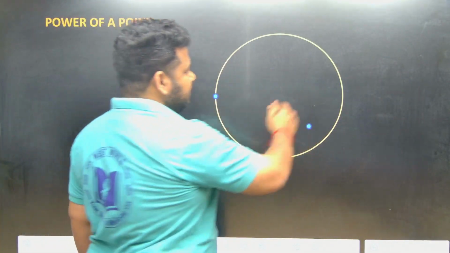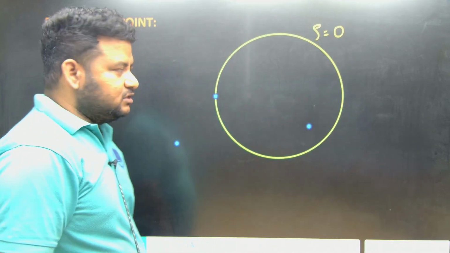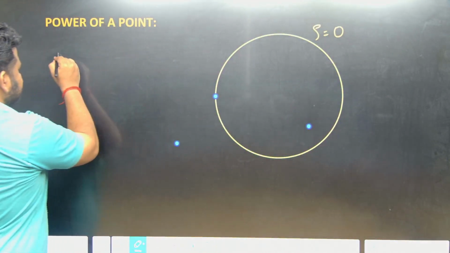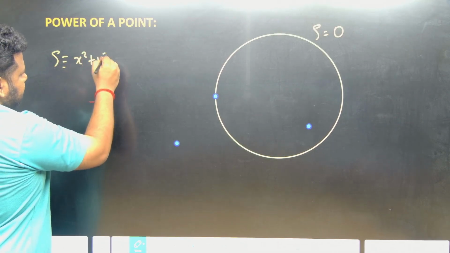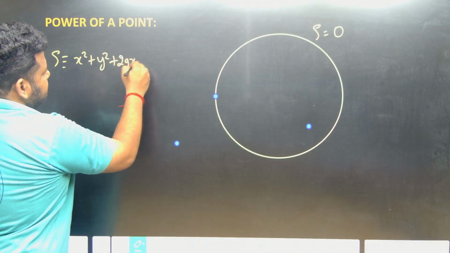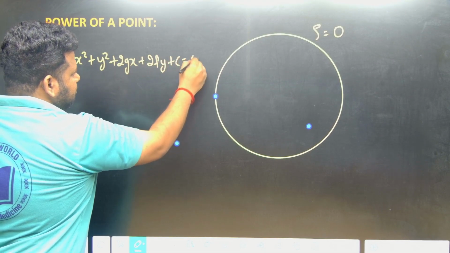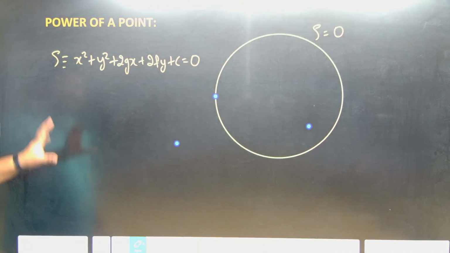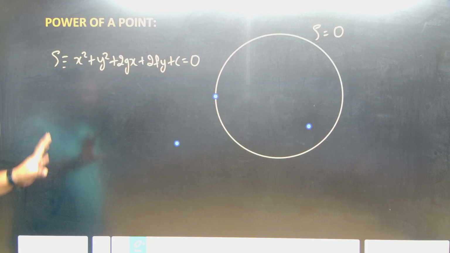Let this be a circle, S is equal to 0. Let us denote the circle by the equation S = x square plus y square plus 2gx plus 2fy plus c is equal to 0. This is the equation of the circle. I hope it is visible to all of you.